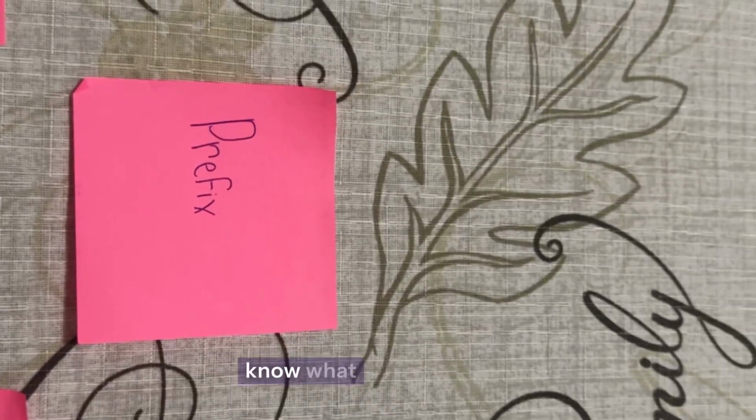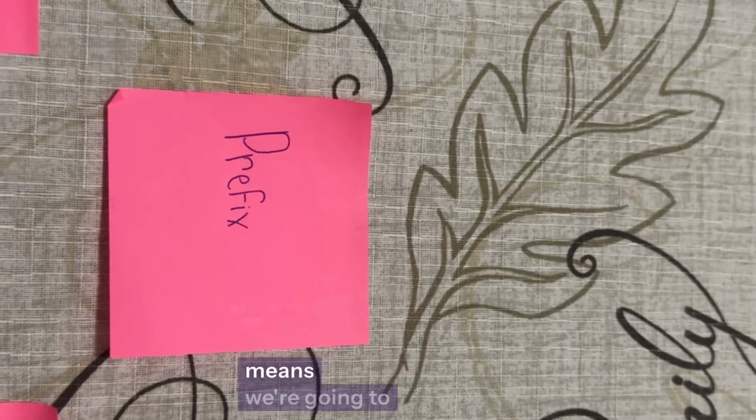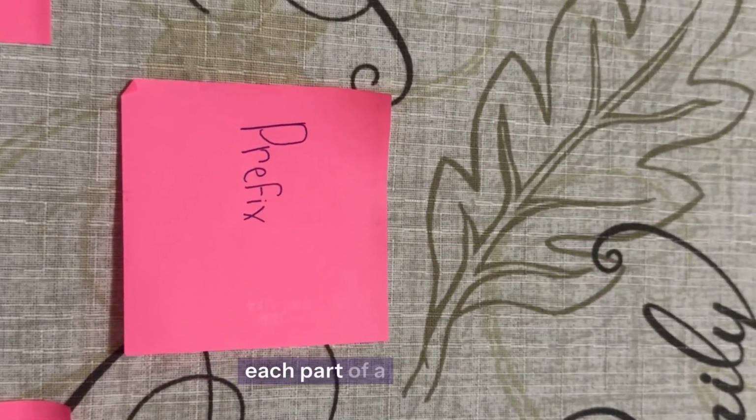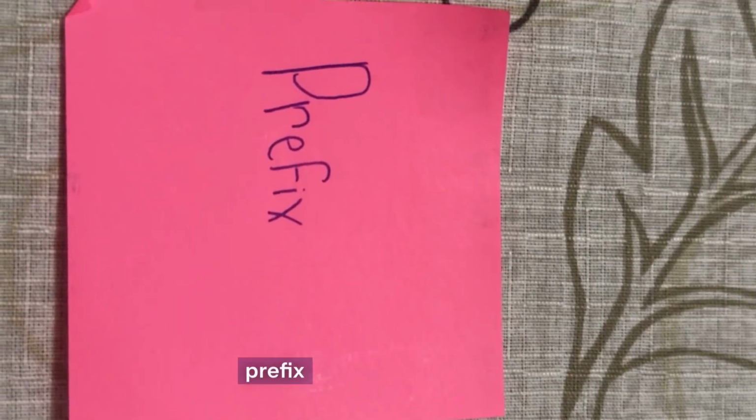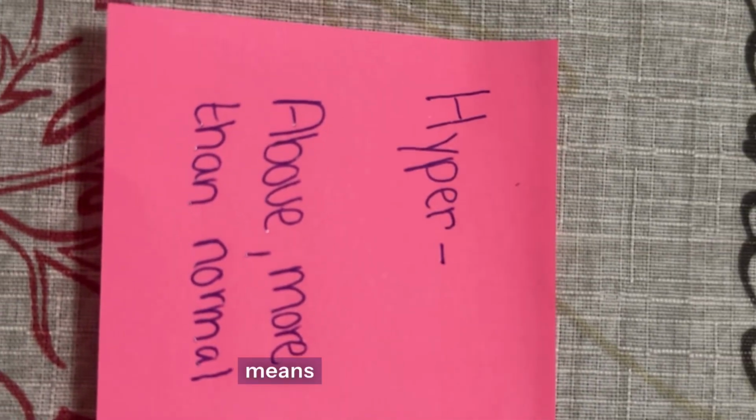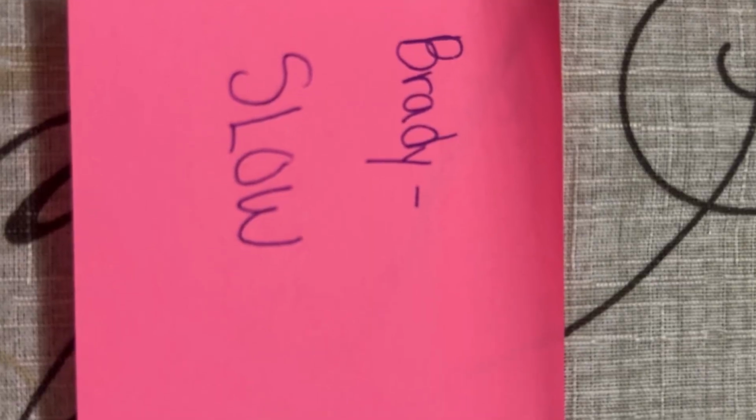Alright, so now that you know what each part of a medical term means, we're going to view some examples for each part of a medical term. So first, we're going to start with examples of the prefix. The first one I have here is hyper, which means above or more than normal. Next, I have Brady, which means slow. And then last, I have hypo, which means below or less than normal.